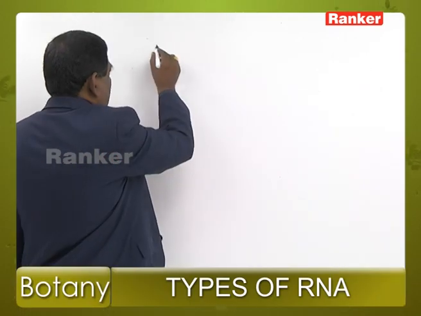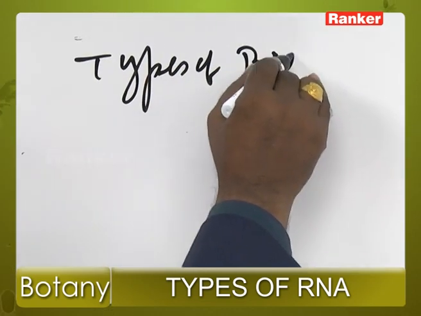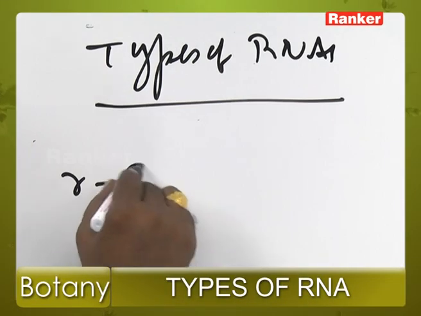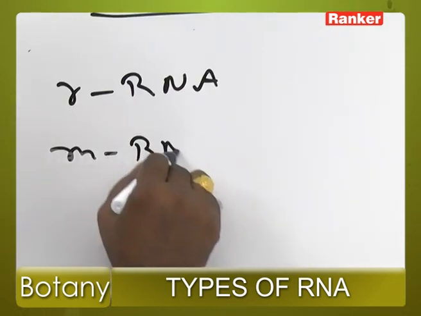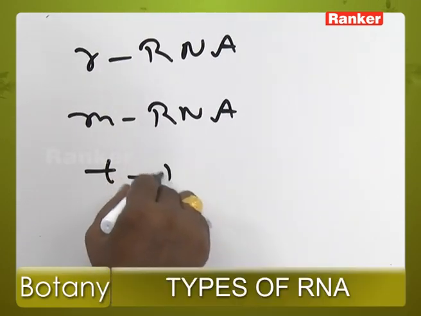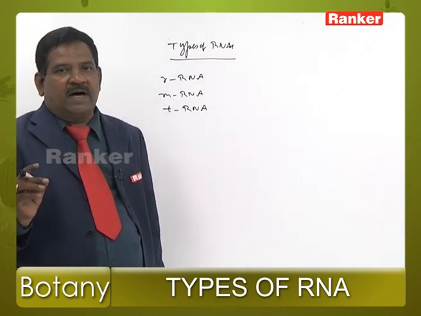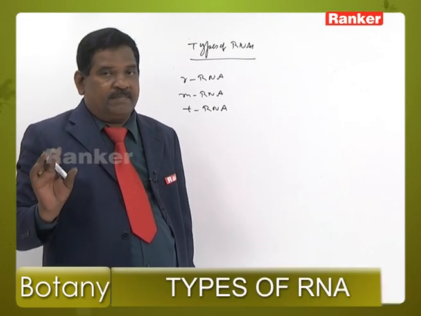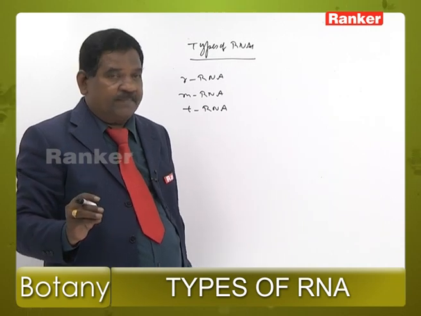All types of RNAs that are formed. What types of RNAs? Three types of RNA: ribosomal RNA, messenger RNA, transfer RNA. All these three types of RNA are produced from DNA by transcription. And all these three are involved in protein synthesis.